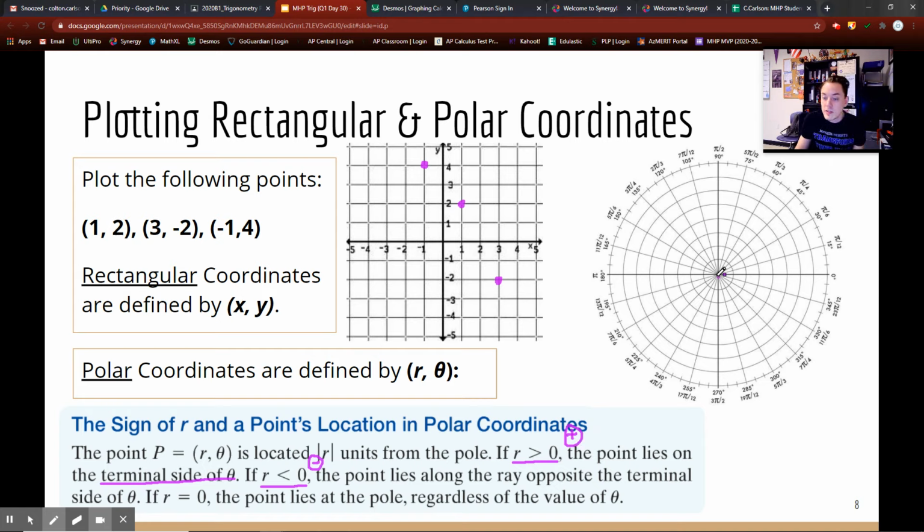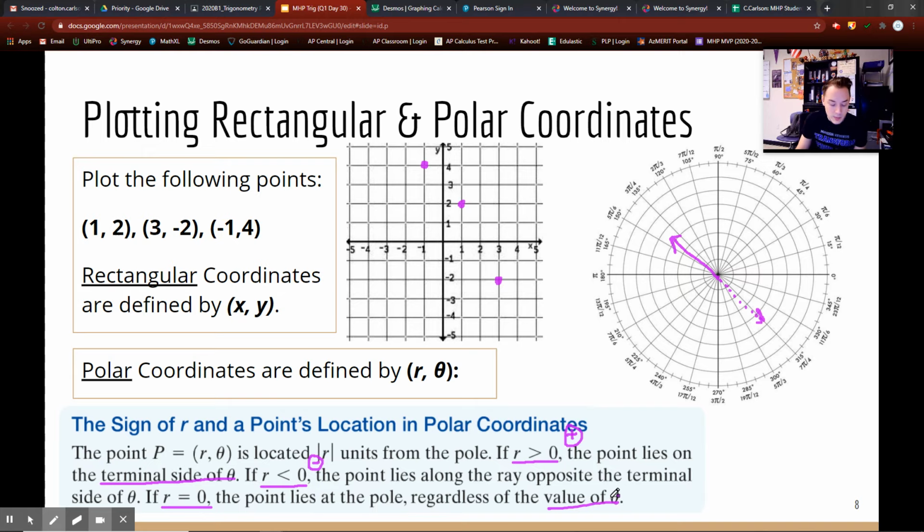So if my terminal side was this, let's just say, that's my ray, the ray opposite of that is this. Okay, so I basically take it and I flip it over. That's the ray opposite, all right? So I hope that makes sense. And then if r equals 0, then the point just lies on the pole, regardless of the value.